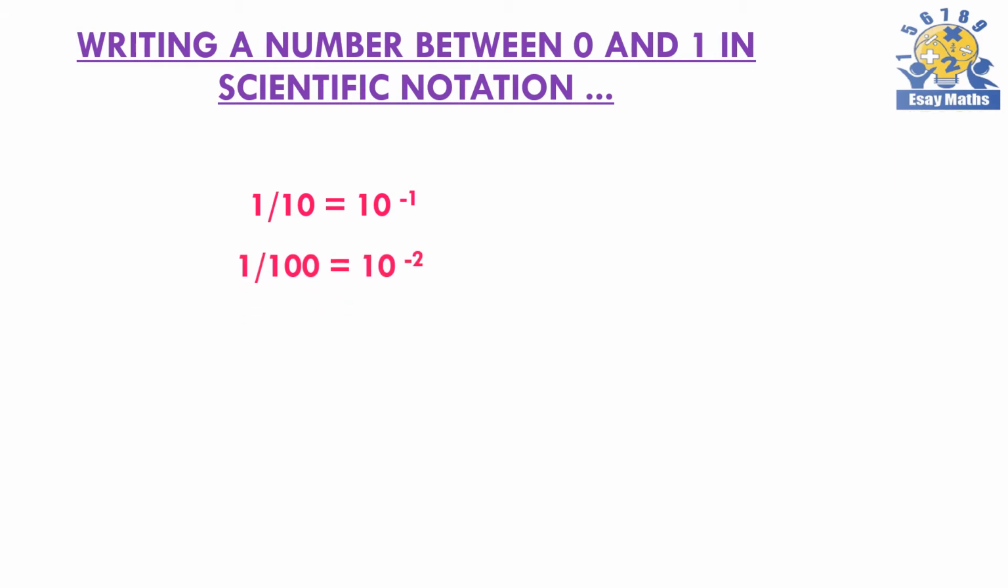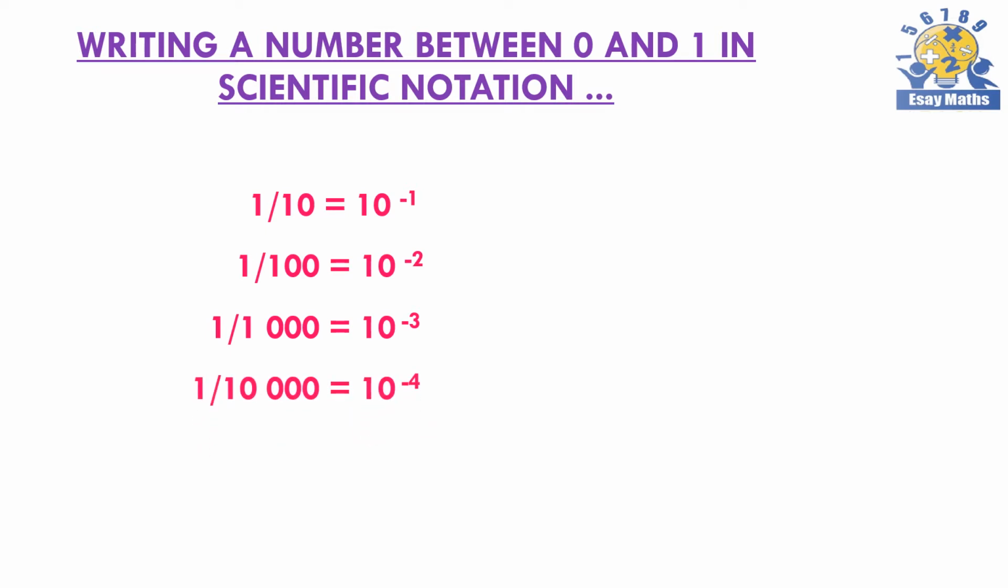Second one, 1 over 100. 100 means 10 to the power 2. Therefore, we can express it as 10 to the power minus 2. 1 over 1000. 1000 means 10 to the power 3. Therefore, we can express it as 10 to the power minus 3.